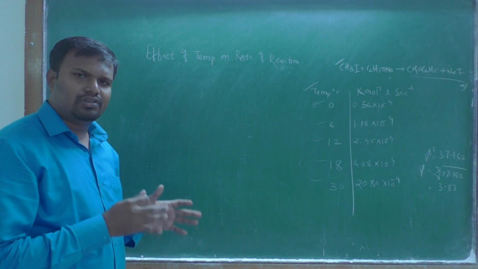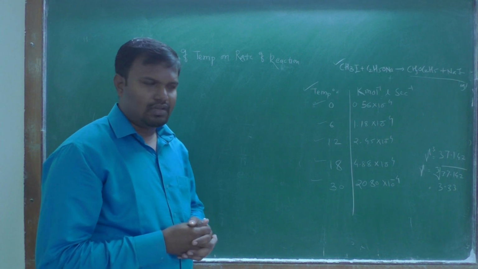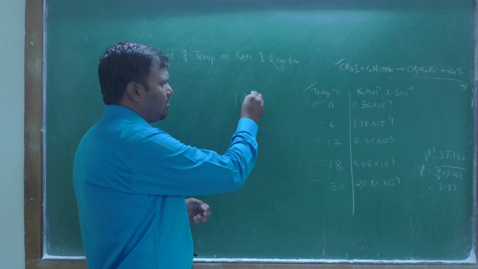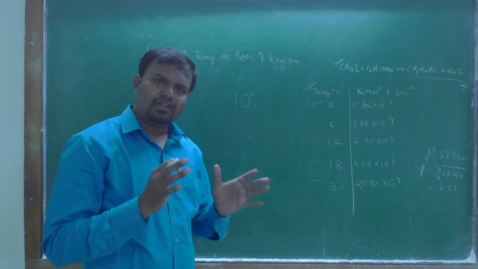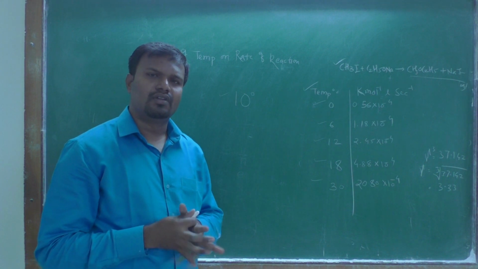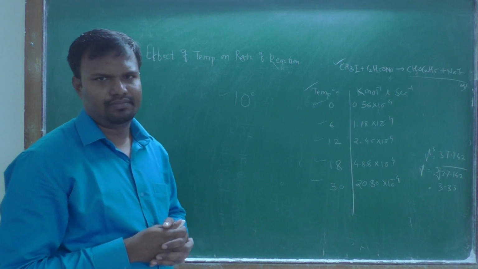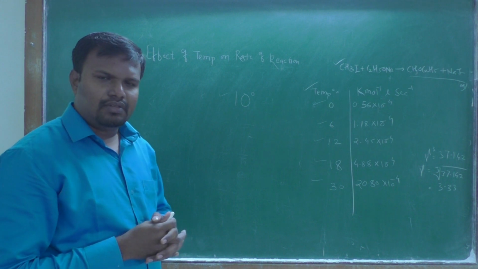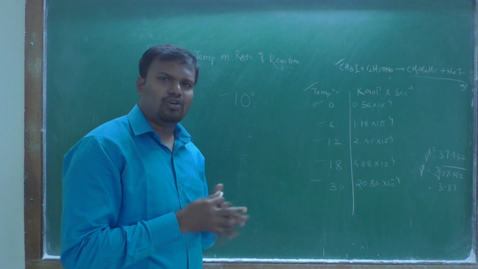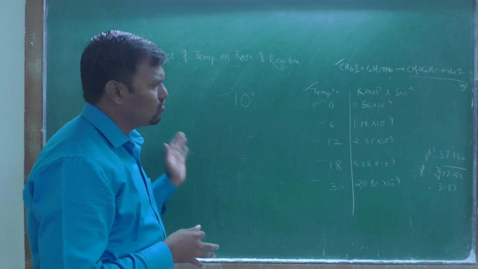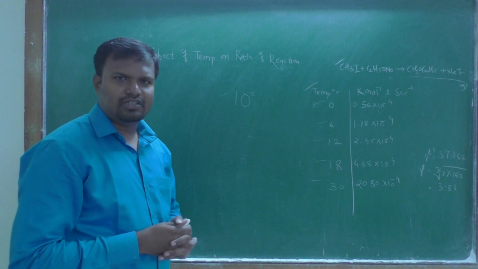and as you increase the temperature by 10 degrees, the rate of reaction will also increase 2 to 4 times. Therefore, how is it possible? Because as your temperature goes on increasing, your rate constant also goes on increasing.